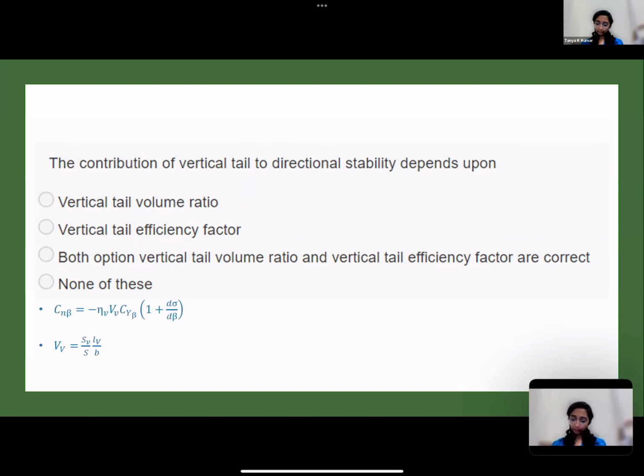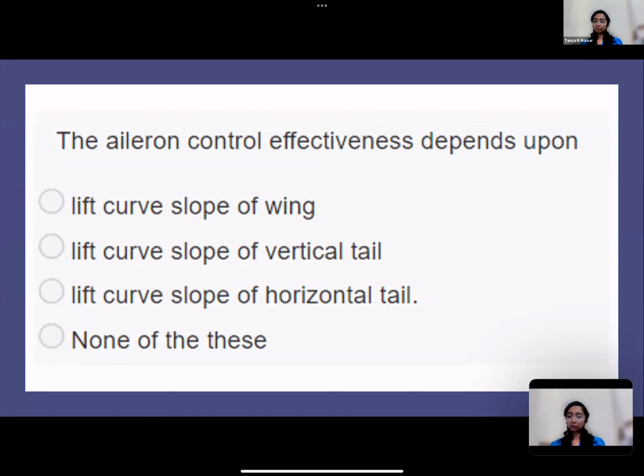Okay, so the equation is this. Can you try and tell me now? Both, exactly. You have V_V here, you have eta_V here, so it is both. Correct, perfect. The aileron control effectiveness depends upon lift curve slope of wing, lift curve slope of vertical tail, lift curve slope of horizontal tail, or none of these.